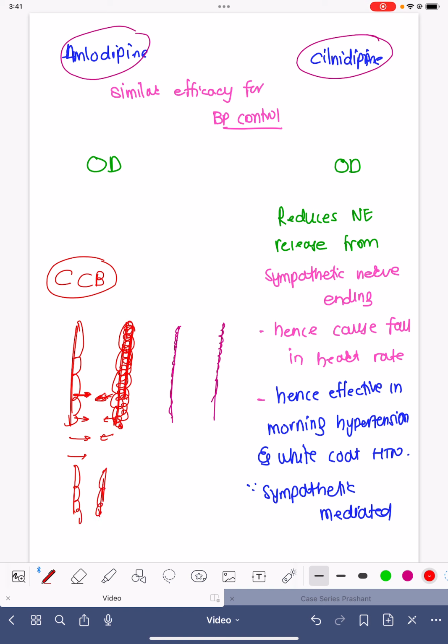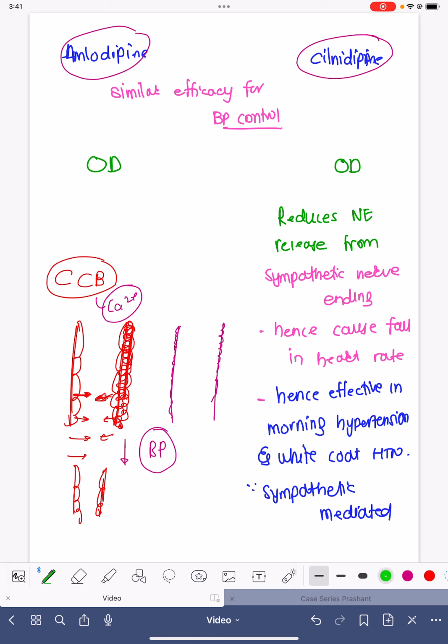So these smooth muscles can be relaxed by blocking the calcium channels. The calcium channel can be blocked, and the vasoconstriction can be reduced. So automatically the diastolic blood pressure and the systolic blood pressure can be taken down or reduced.